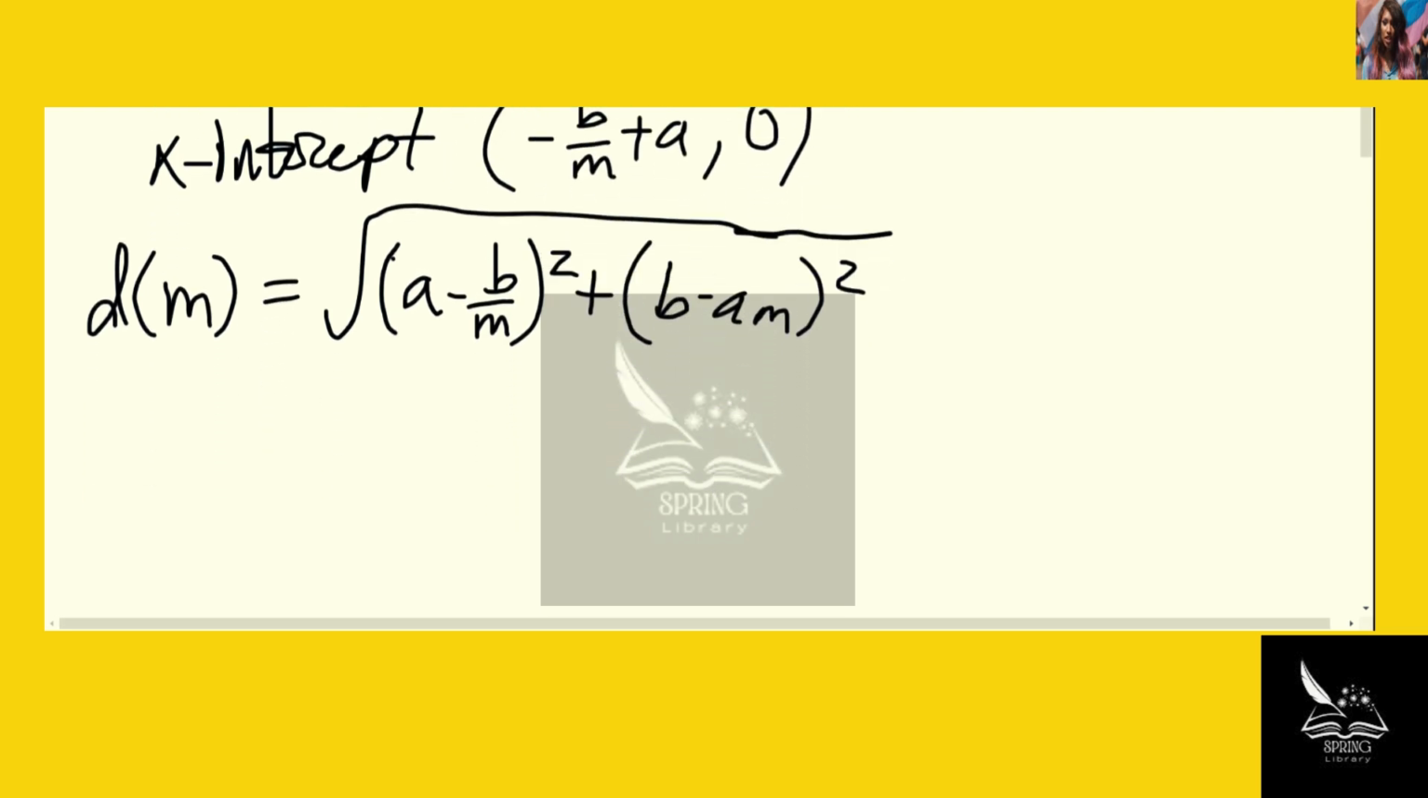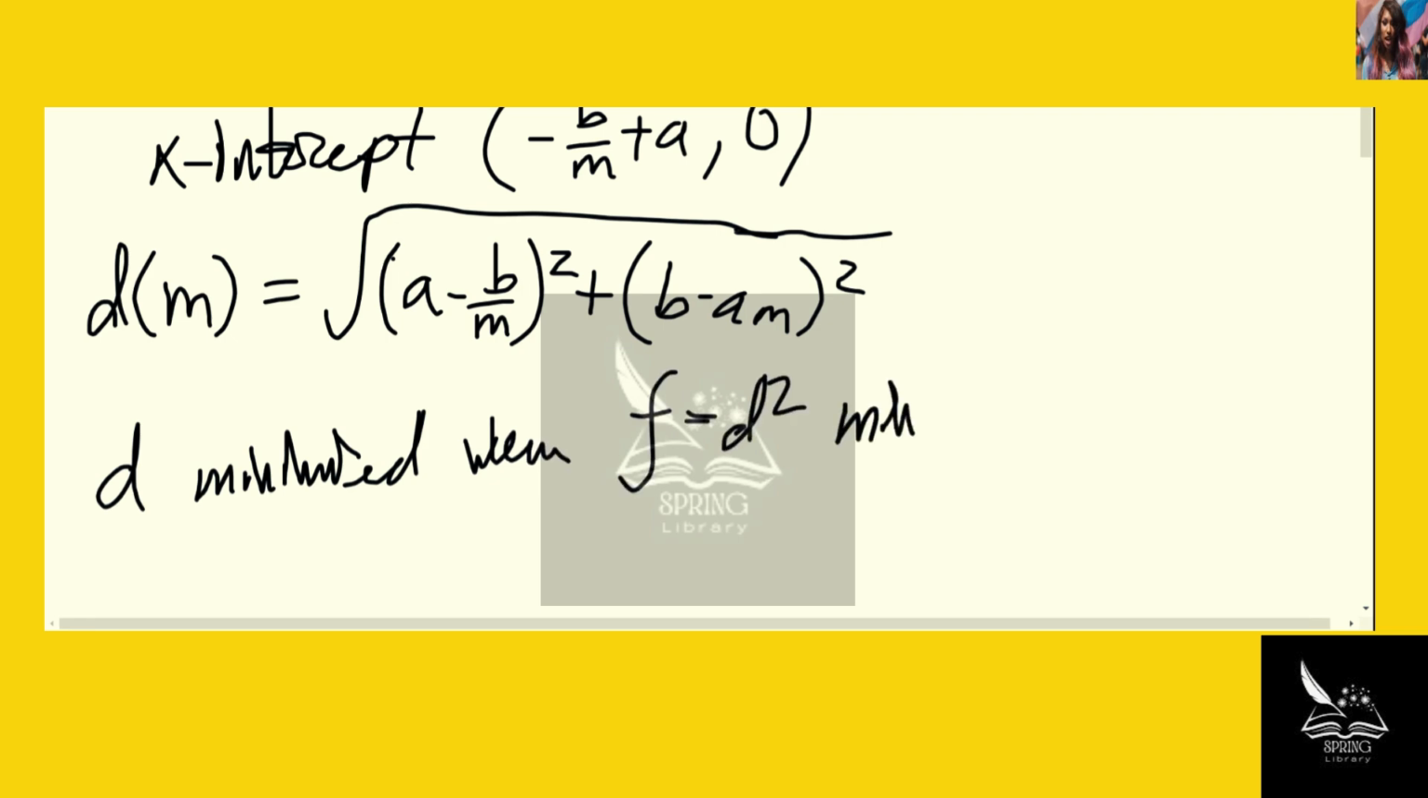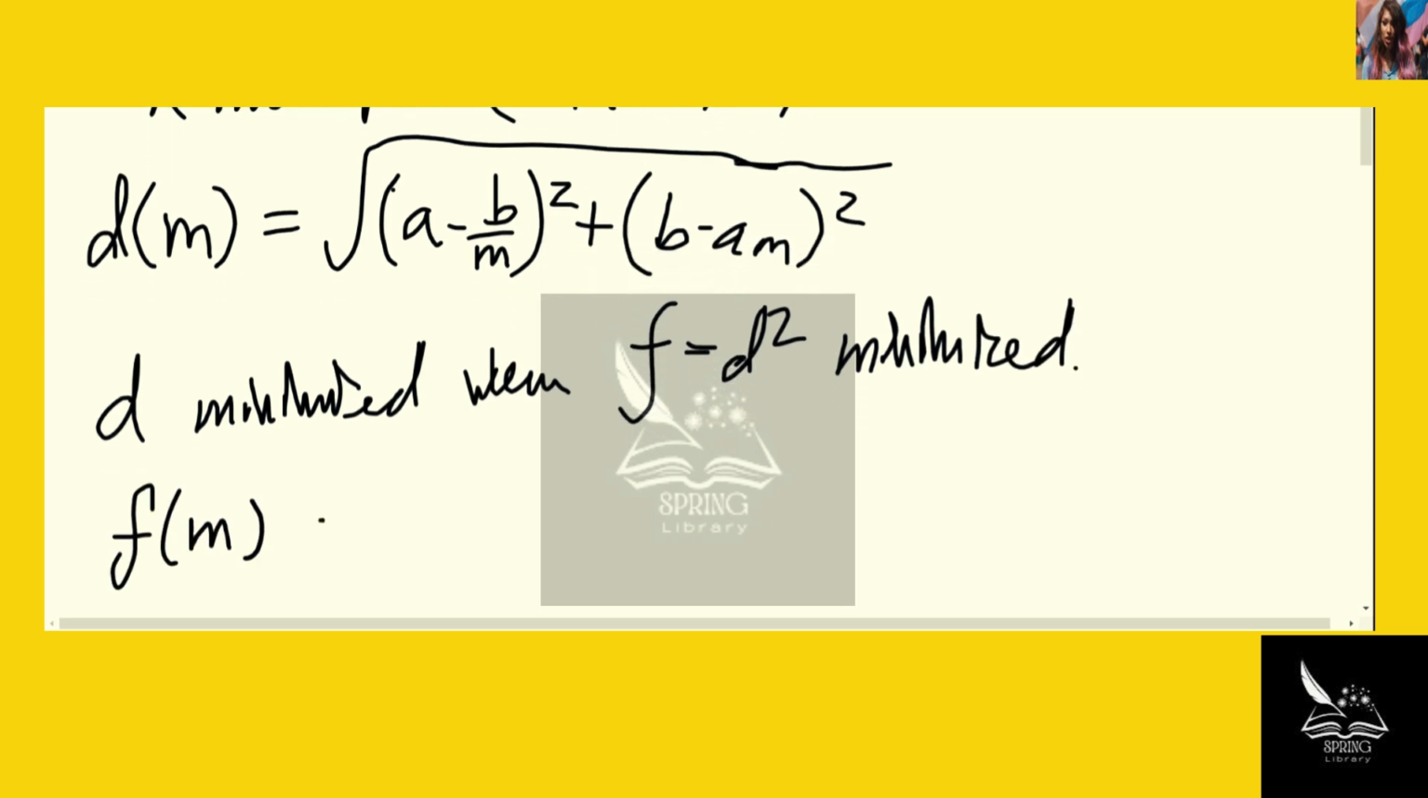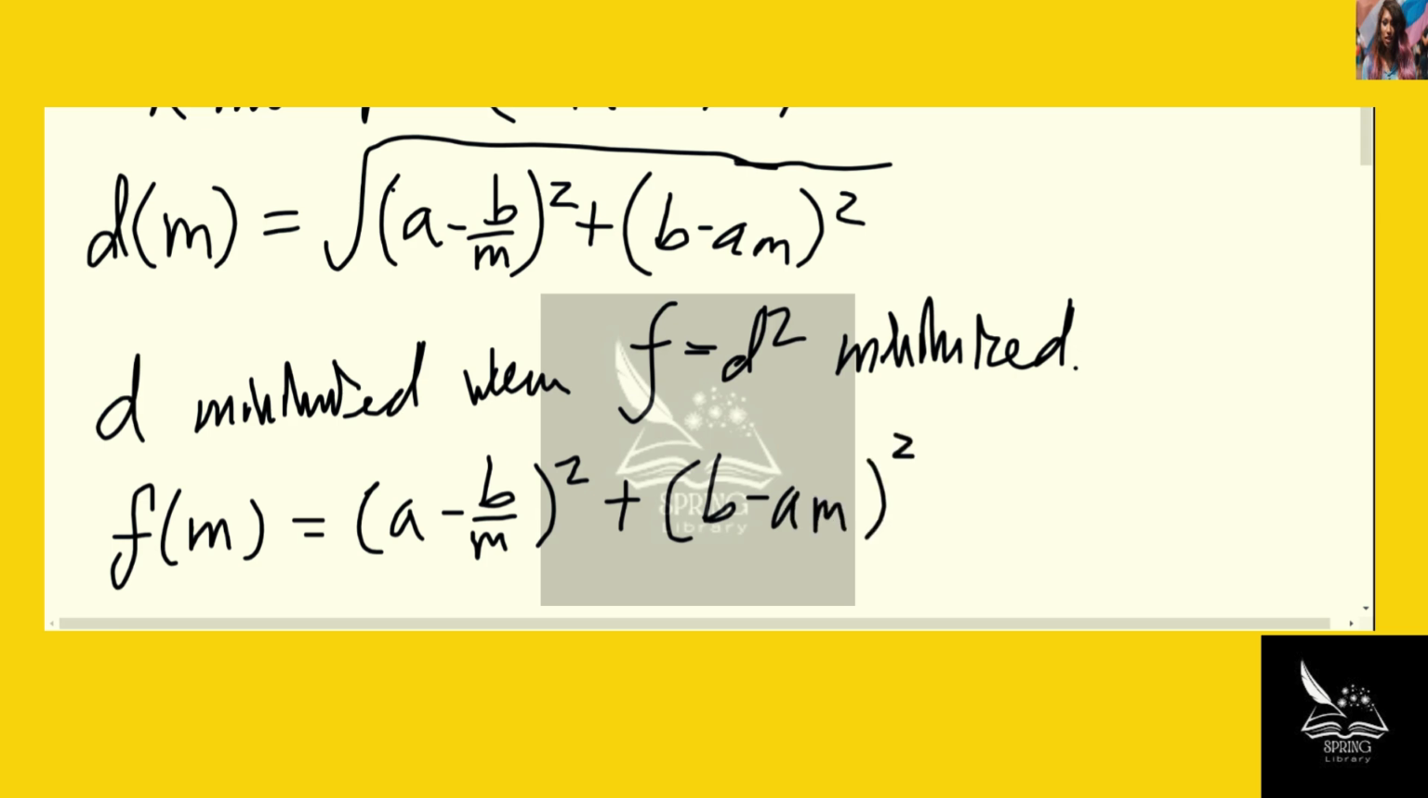Now, of course, we know that our function d is minimized at the same time when its square is minimized. I'll call this function f. So f as a function of m is (a minus b over m) squared plus (b minus am) squared. Now, to find the minimum of f, we'll differentiate and find where this is equal to 0.